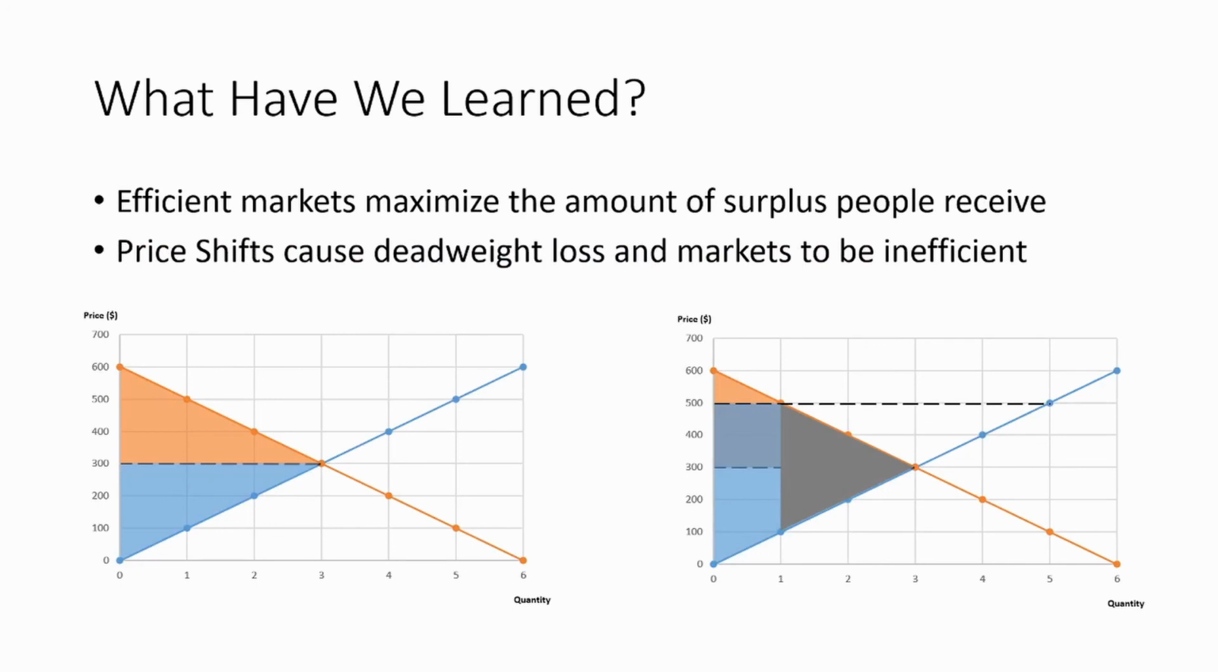We also looked at price shifts. So if there is something like a price floor or a price ceiling placed in the market, then we're going to have a maximum or minimum price. In this case, we have a minimum price of $500, and that leads to deadweight loss, an increase in producer surplus, and a decrease in consumer surplus. Overall, deadweight loss leads to markets being inefficient.